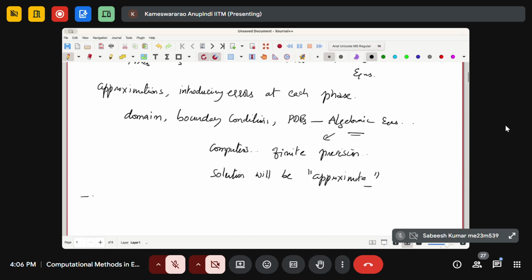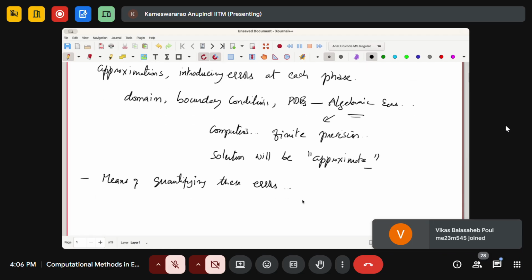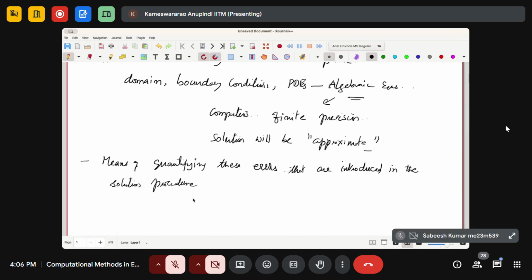Now, going forward, we should have a means of quantifying these errors that are introduced in the solution procedure. Okay, so we should have a means of quantifying these errors.